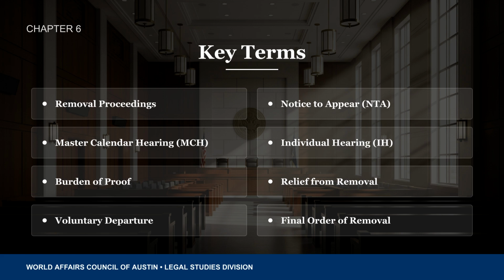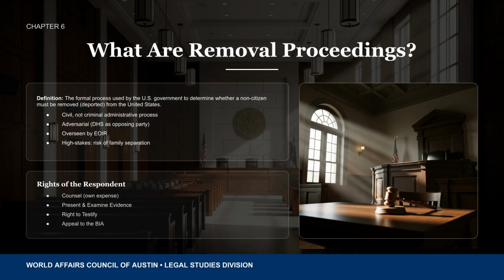We will be discussing several key terms throughout this chapter, including Notice to Appear, or NTA, Master Calendar Hearing, Individual Hearing, and different types of relief from removal. Removal proceedings are a civil administrative process to determine if a non-citizen must be removed from the U.S. It is an adversarial process overseen by the Executive Office for Immigration Review, with high stakes, including the risk of family separation. Respondents have rights to counsel, to present evidence, and to appeal.